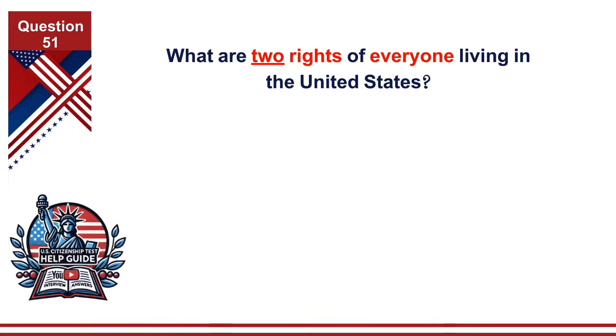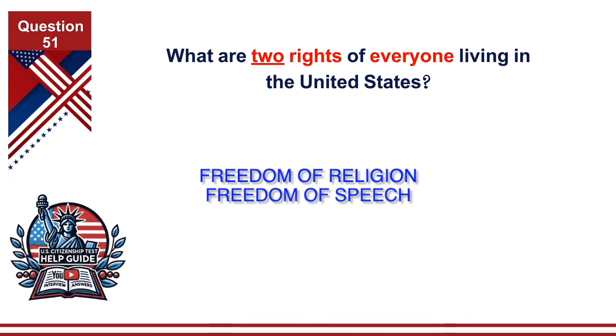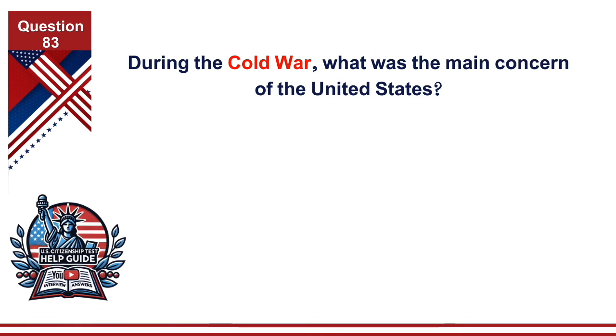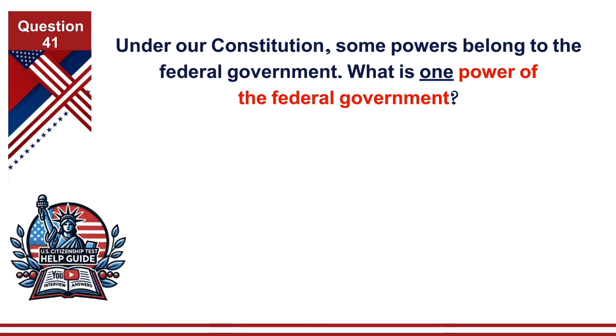What are two rights of everyone living in the United States? Freedom of religion, freedom of speech. During the Cold War, what was the main concern of the United States? Communism. Under our Constitution, some powers belong to the federal government. What is one power of the federal government? To print money.